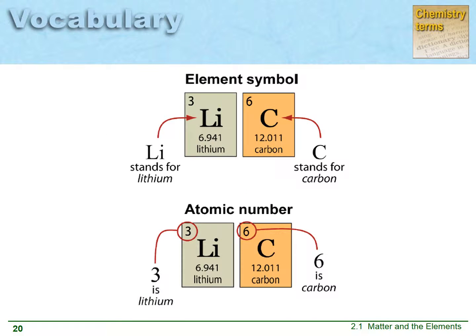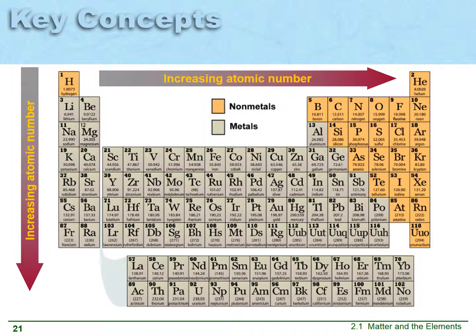The periodic table also lists information about each element, including its element symbol and its atomic number. We read the periodic table from left to right, top to bottom. It's arranged in increasing atomic number order.